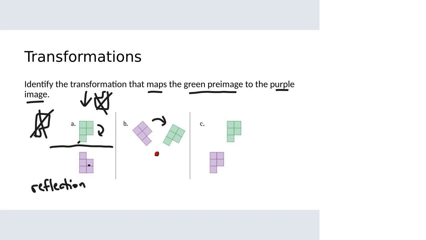I don't know how many degrees, and I know the center of rotation is not on the figure because every point moved, but that would be a rotation. You're exactly right. And then how about the last one? To go from the green pre-image to the purple image, how would we do that?